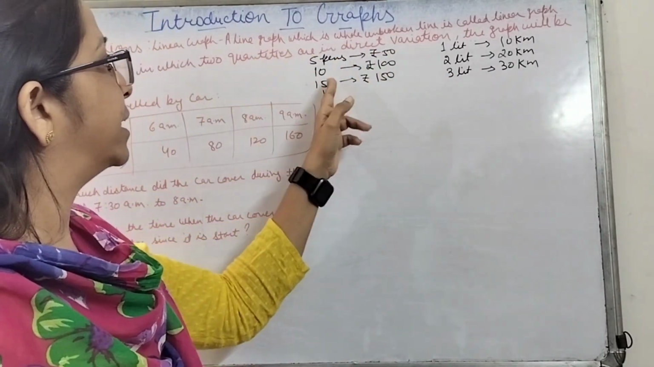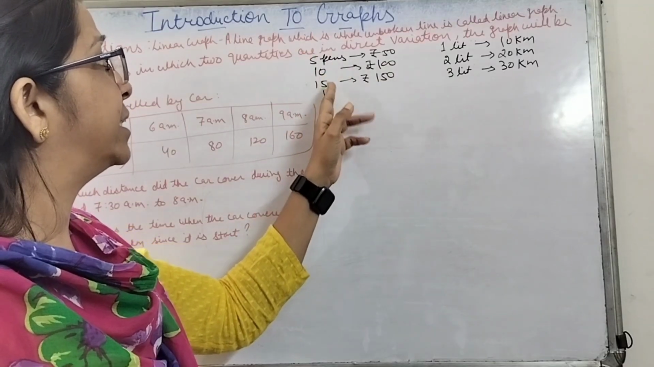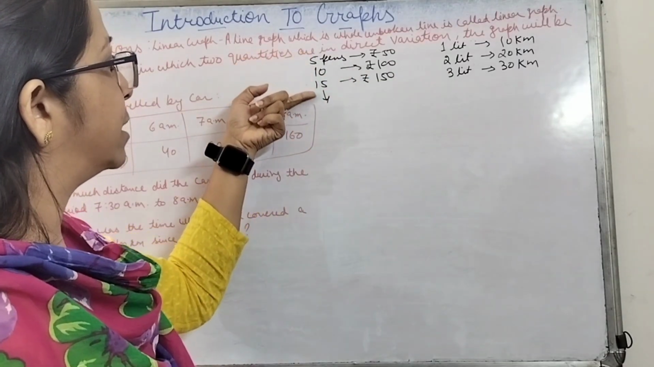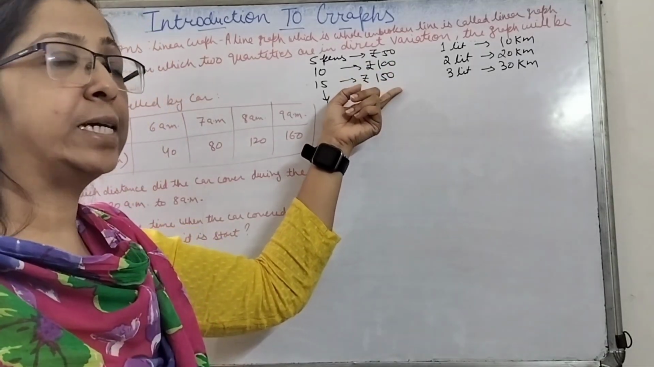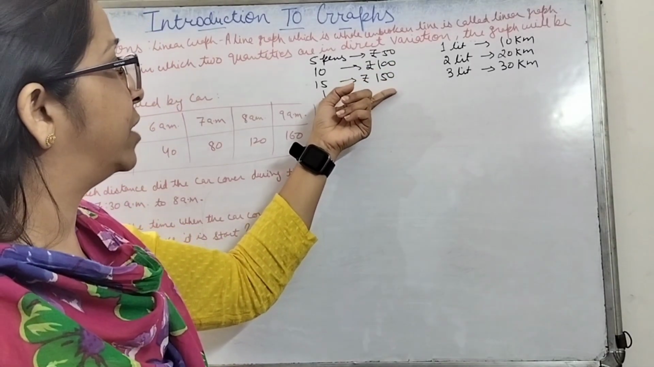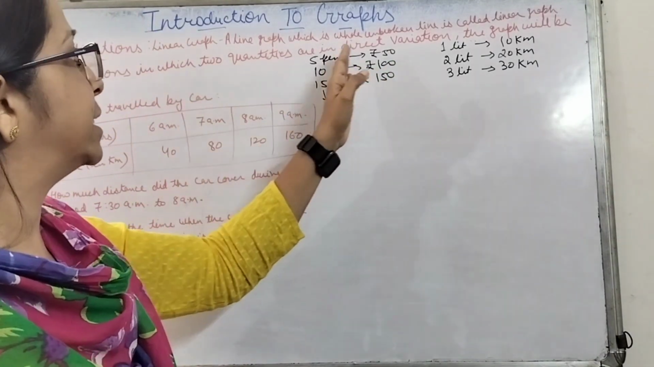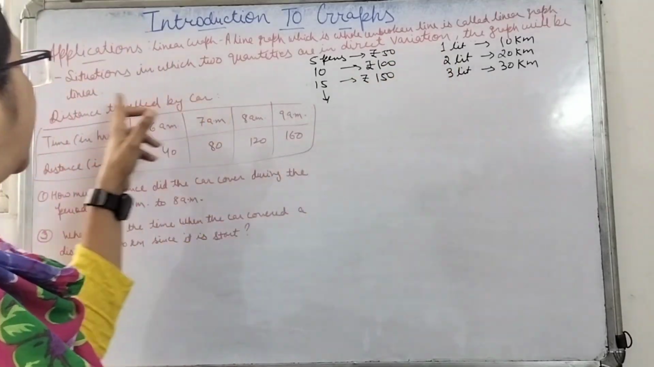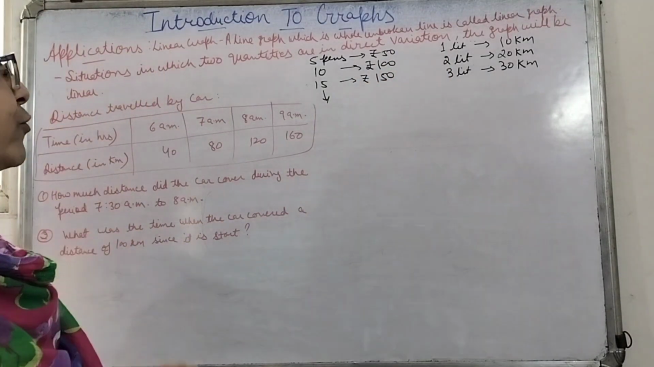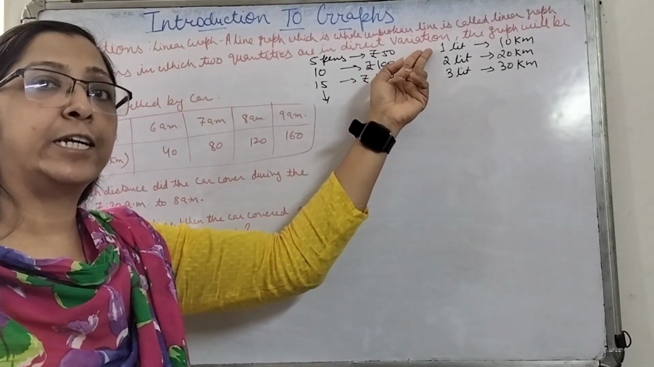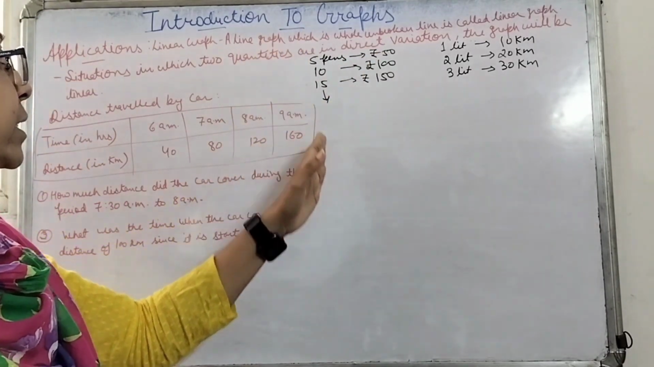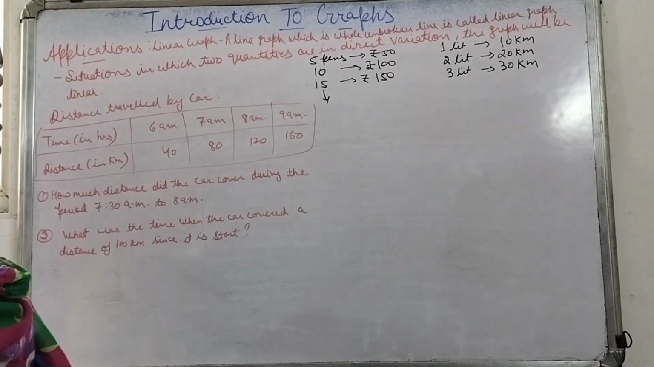And the situations in which two quantities are in direct variation, as in these two situations we have taken, they are directly proportional to each other. That means as the number of pens increases, the cost, or the amount paid to the shopkeeper, also increases. So when two quantities are in direct variation, the graph will be a linear graph. In these situations, whenever we plot the graph, it will be a linear graph.